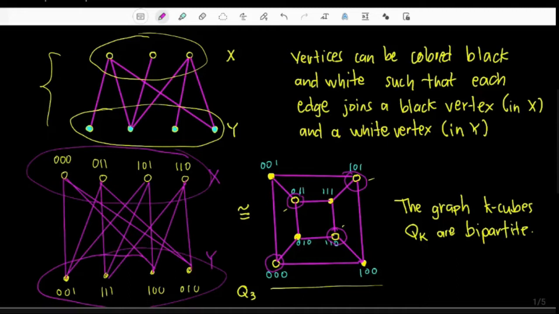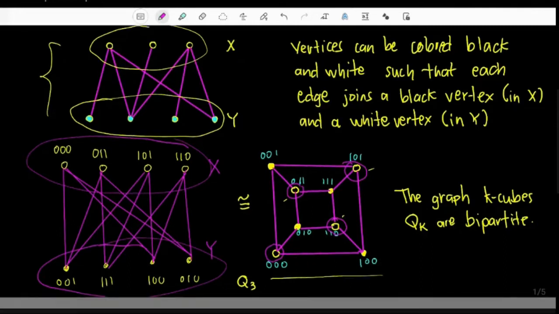So the sets X and Y are a partition of the vertex set, meaning X union Y is V, X and Y are disjoint, and any of the edges in G has endpoints, one from X and one from Y. So that's what we mean by a bipartite graph.